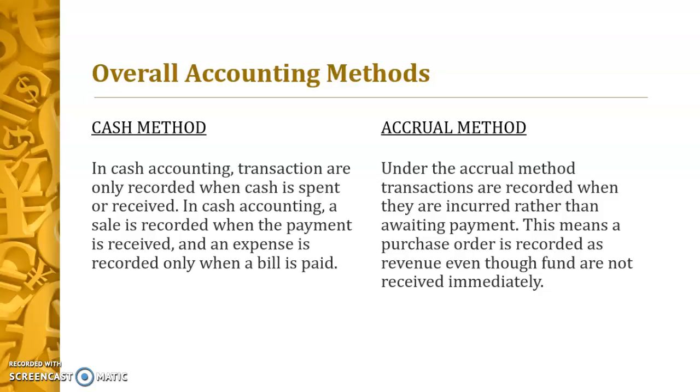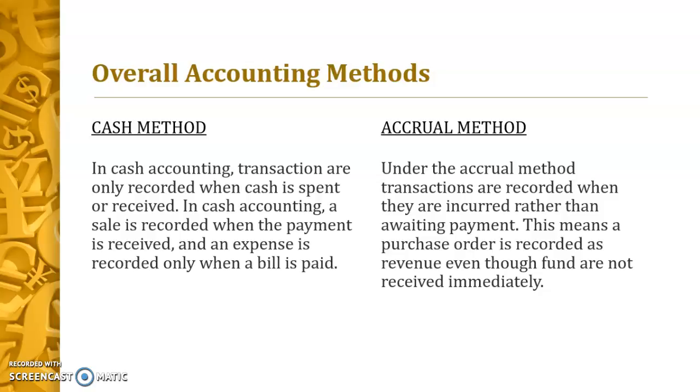There exist two methods: cash method and accrual method. Cash accounting is an accounting method that is relatively simple and is commonly used by small businesses. In cash accounting, transactions are only recorded when cash is spent or received. A sale is recorded when the payment is received and an expense is recorded when the bill is paid. The cash accounting method is, of course, the method most of us use in managing personal finances and is appropriate for businesses up to a certain size.